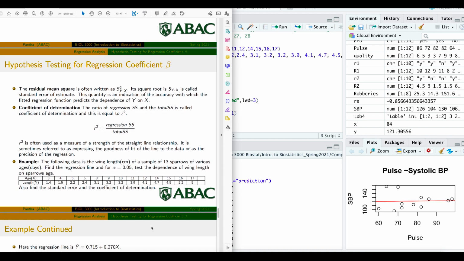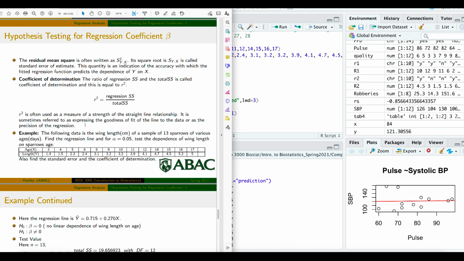Okay, let us see an example. The following data is the wing length of a sample of 13 sparrows of various ages. Find the regression line.